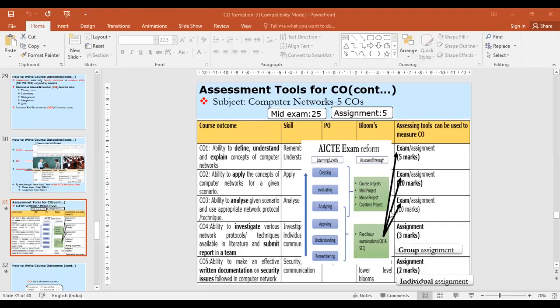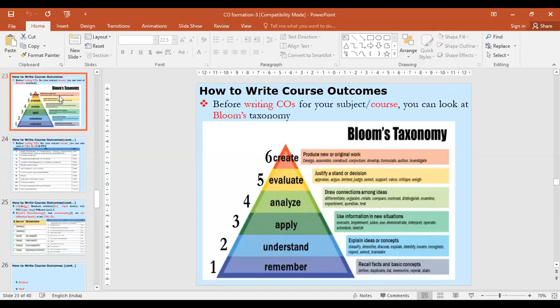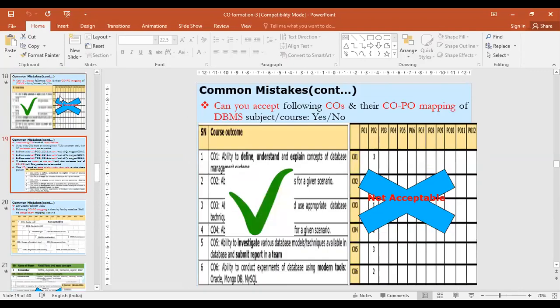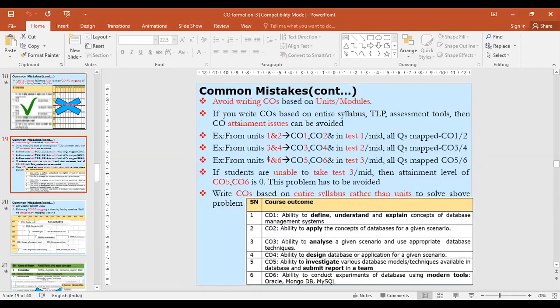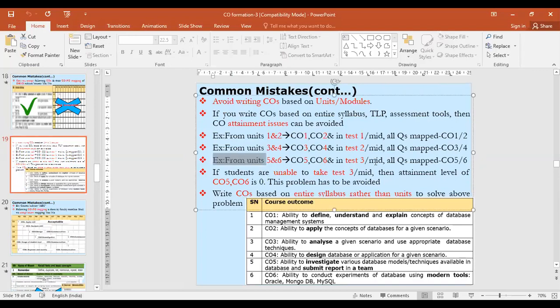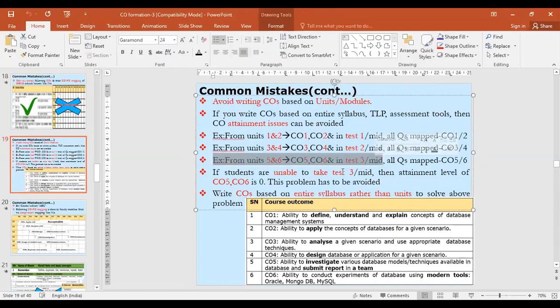I observed that some subjects have COs that are mainly unit wise: CO1 is unit 1, CO2 is unit 2, CO3 like that. But in some cases, for the entire syllabus, CO1, CO1. Which is the final one, sir? I observed that some universities follow one technique and some universities follow another technique. Which is the best one?